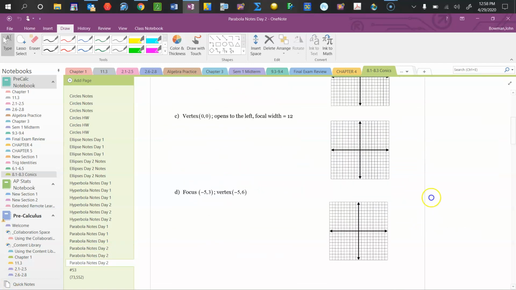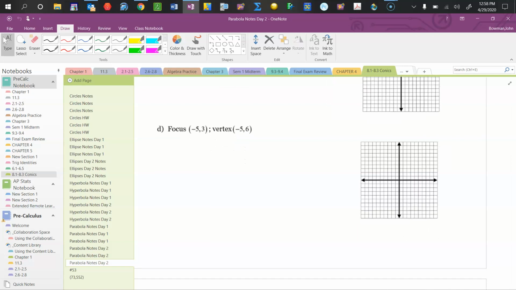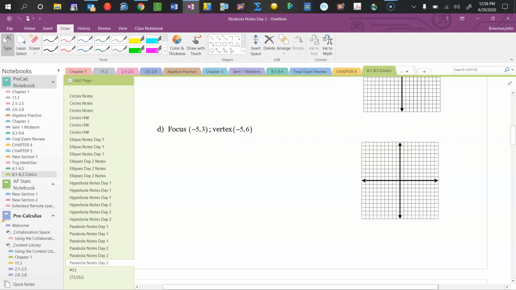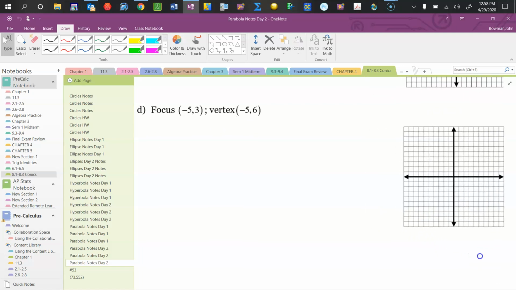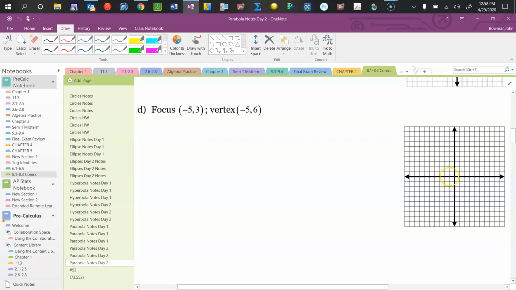Now we're going to move on to some problems where the vertices are not located at the origin and come up with the equations for those parabolas. So in letter D, the vertex is at -5, +3. That's the focus. And the vertex is at -5, +6, so that's 3 units above that. So we know this parabola opens down, and it looks something like that.